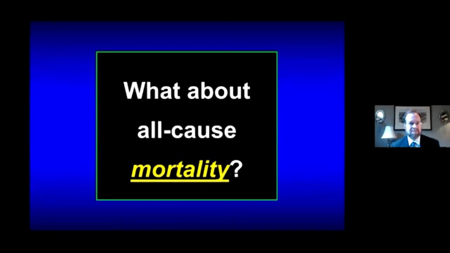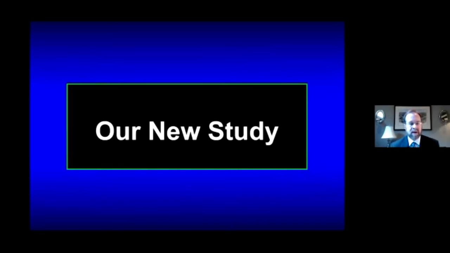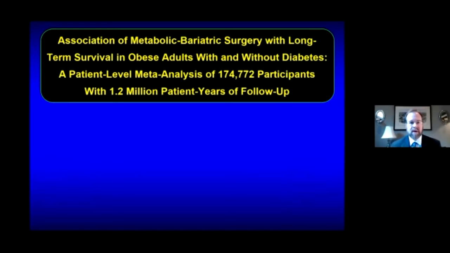What about this question? To my mind, this is the most important one for the patient contemplating surgery. Am I likely to live longer if I do or do not have metabolic surgery? And to address that, I'd like to present some brand new data from a paper I published a couple of months ago with a team of investigators in the journal Lancet. So this is an evaluation of the association of metabolic surgery with long-term all-cause mortality. As I mentioned, it was published in The Lancet in May.